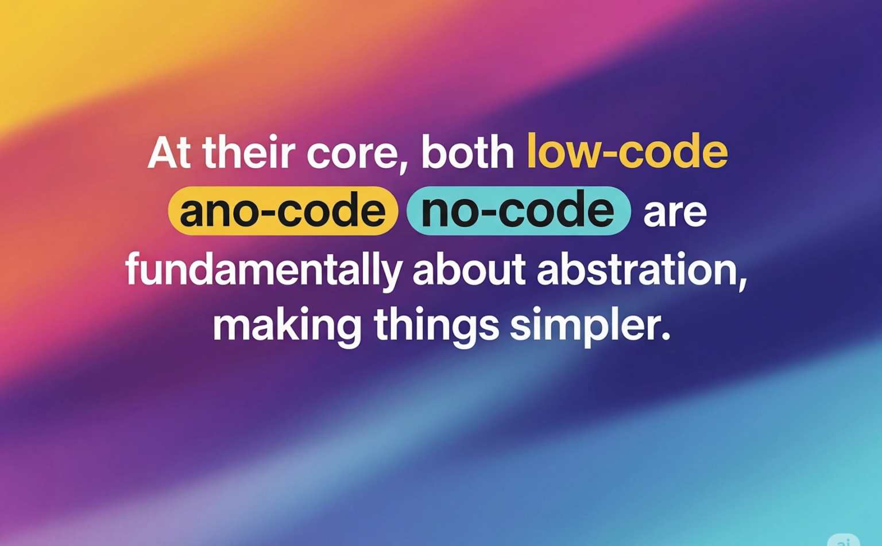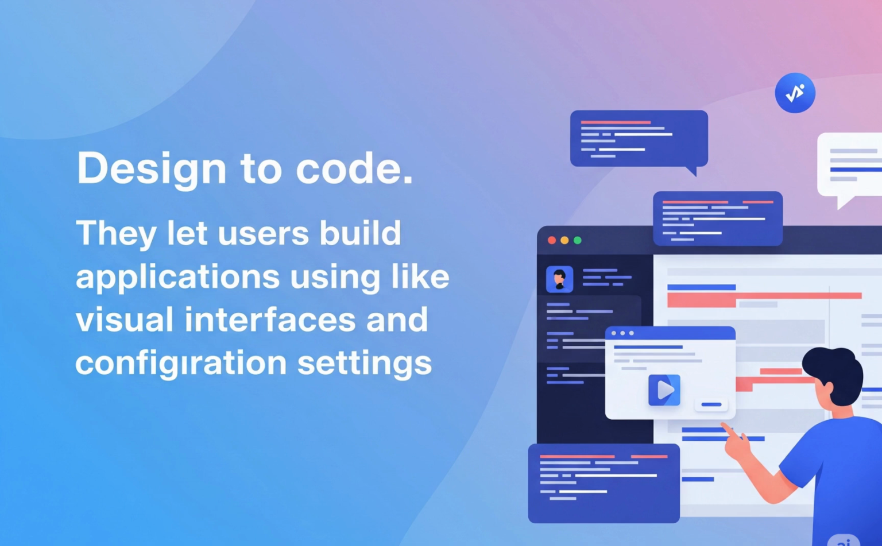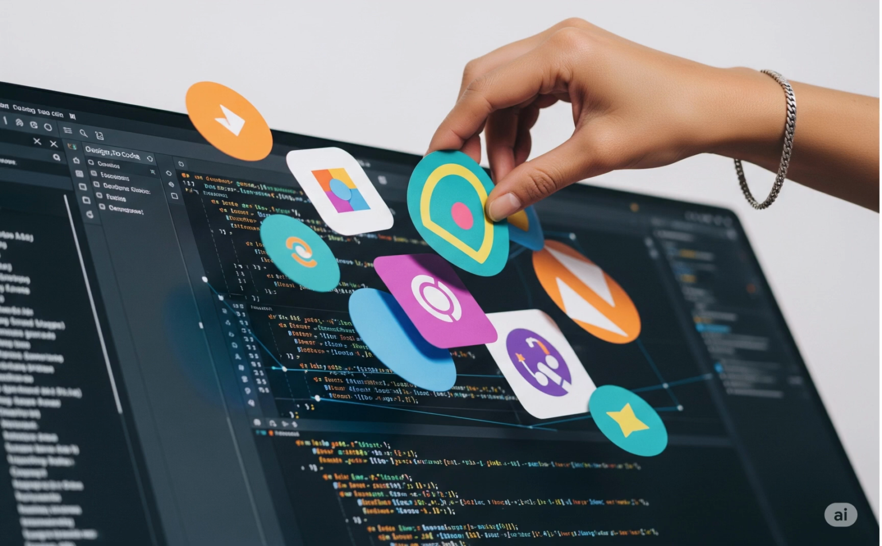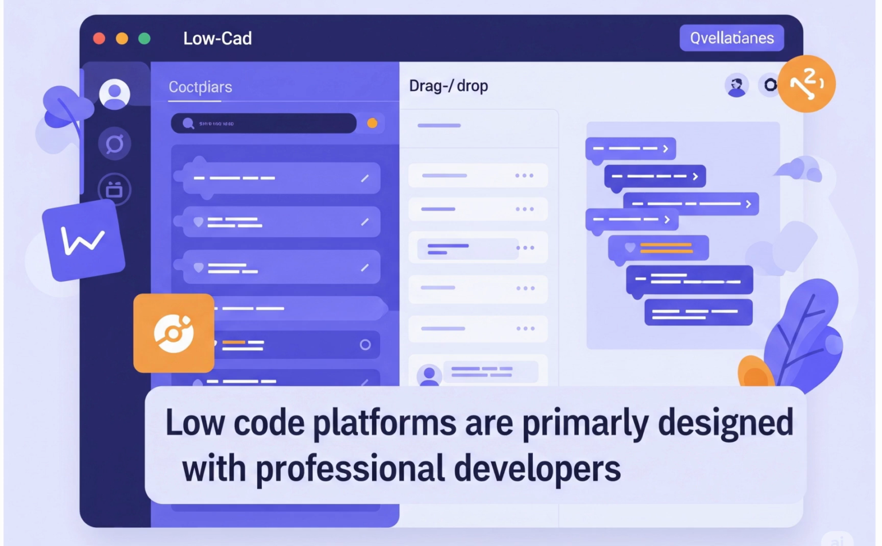Okay, so at their core, both low code and no code are fundamentally about abstraction, making things simpler. They aim to drastically reduce or sometimes completely eliminate the need for traditional hand coding. They let users build applications using visual interfaces and configuration settings. So less typing weird symbols, more dragging and dropping. Pretty much. Instead of writing complex line-by-line code, you're essentially dragging and dropping your ideas into existence. It's a visual process.